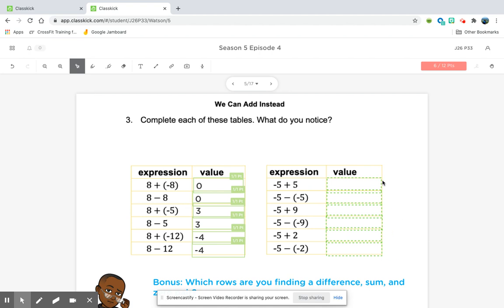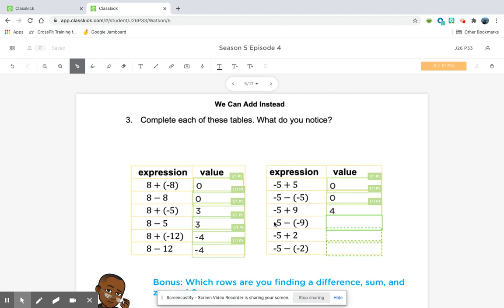Okay, so for this first one, -5 plus 5 is a 0 pair, so it's going to be 0. And then -5 minus -5, or this would be -5, and then you take away -5. Anything minus itself is 0. And then -5 plus 9, positive 9, right? These are different signs, so I'm going to subtract. I'm going to get 4 and keep the sign of the bigger number, so my answer is 4.